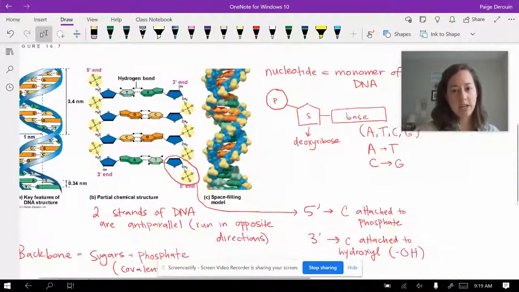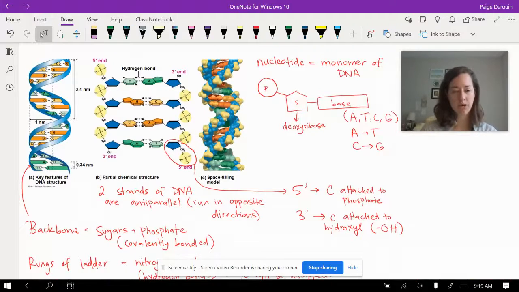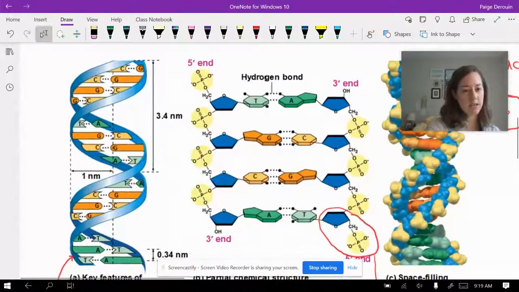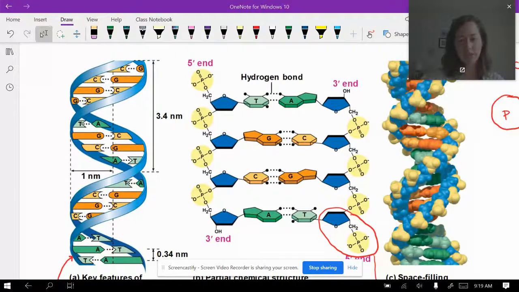All right, looking at the structure of DNA, this is probably something that's familiar to you from previous biology classes. Here's the double helix in a cartoony version, and then the actual protein and nucleic acid structure is over to the right side.